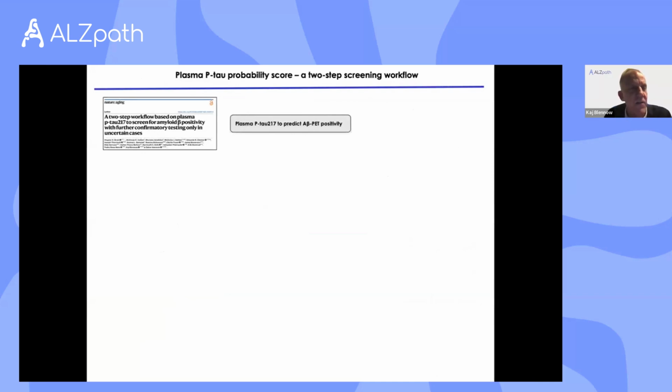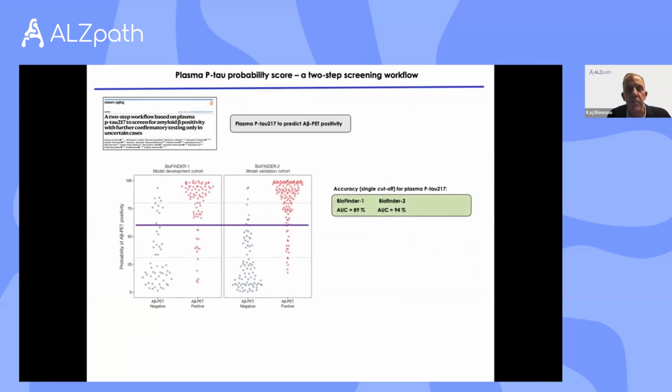I think this one is the Lilly assay to predict A-beta PET positivity. And here you see the data using one cutoff. The usual way, you end up with quite high AUCs. They are 89% and 94%.